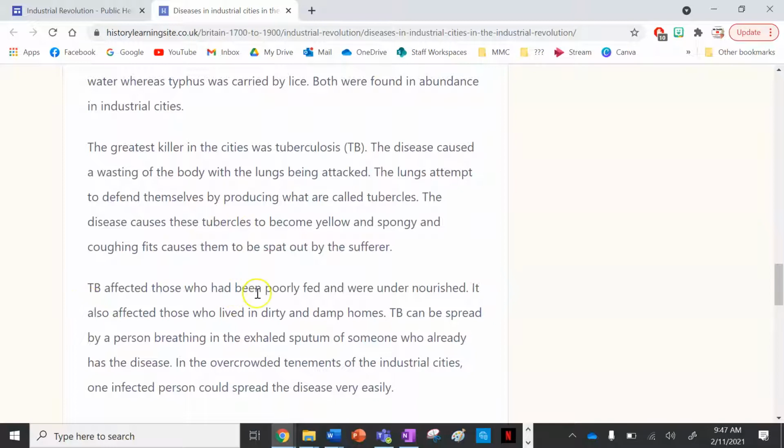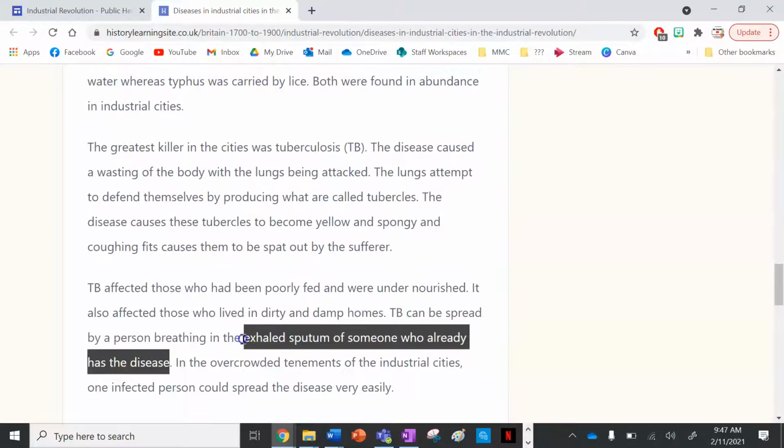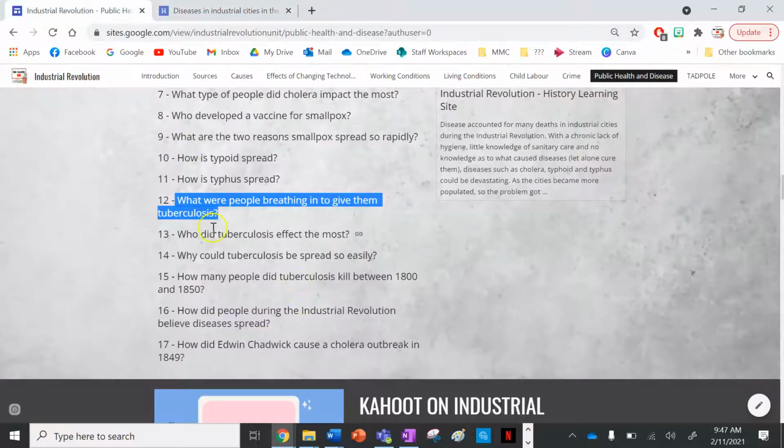TB affected those who had been poorly fed and were undernourished. It also affected those who lived in cities and damp houses. Tuberculosis can be spread by a person breathing in the exhaled sputum, so this gunk that builds up in the lungs of someone who already has the disease. So that's our answer. Exhaled sputum. What a great answer.